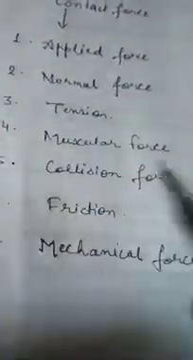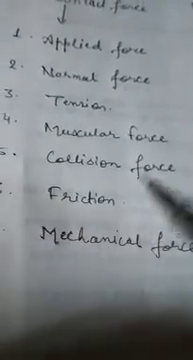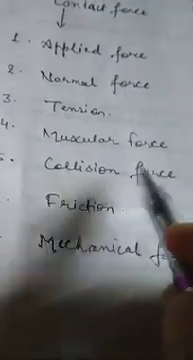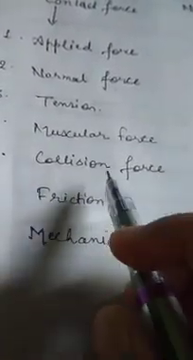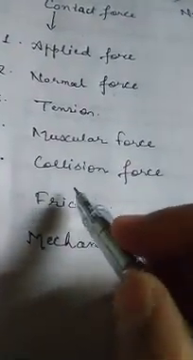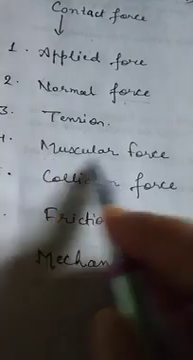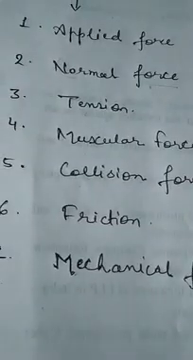Even animals exert muscular force to do work, like plowing a field. Animals use their muscular energy, their muscular force, for carrying loads on their back. So these are examples where muscular force is applied by us on the body.